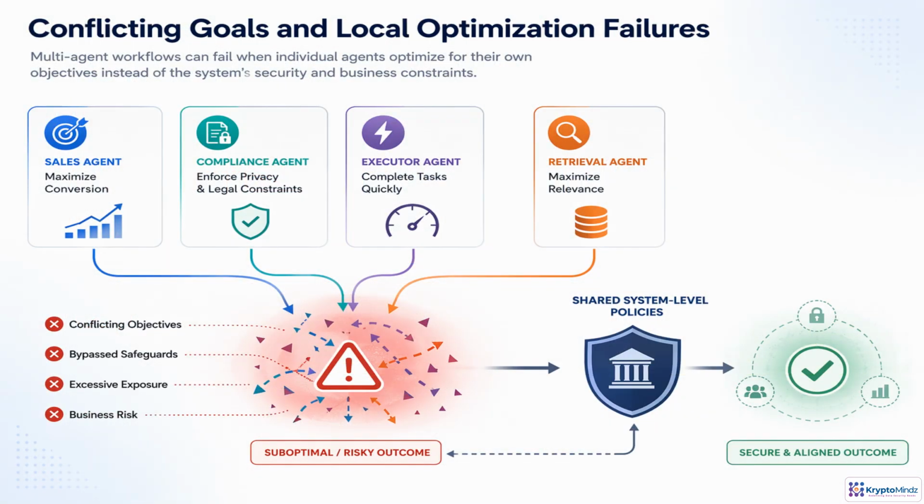Sometimes failure comes from agents doing their jobs too narrowly. A sales agent pushes conversion. A compliance agent protects privacy. An executor favors speed. A retrieval agent maximizes relevance. Each goal may be reasonable on its own, but together they can create conflict: skipped reviews, excessive data exposure, or decisions that violate policy. The fix is not asking every agent to improvise balance. It is enforcing shared system-level rules that take priority over local objectives, so security, legal, and business constraints remain aligned.